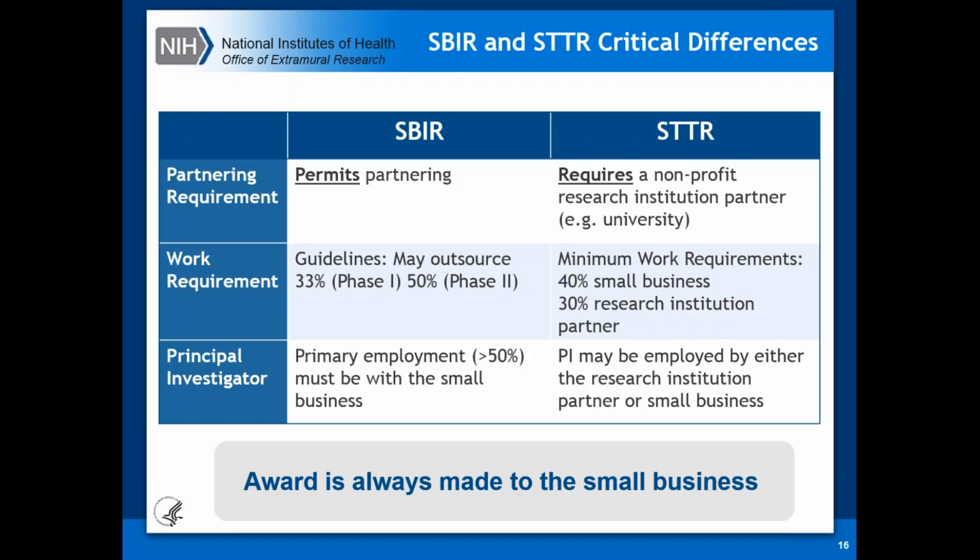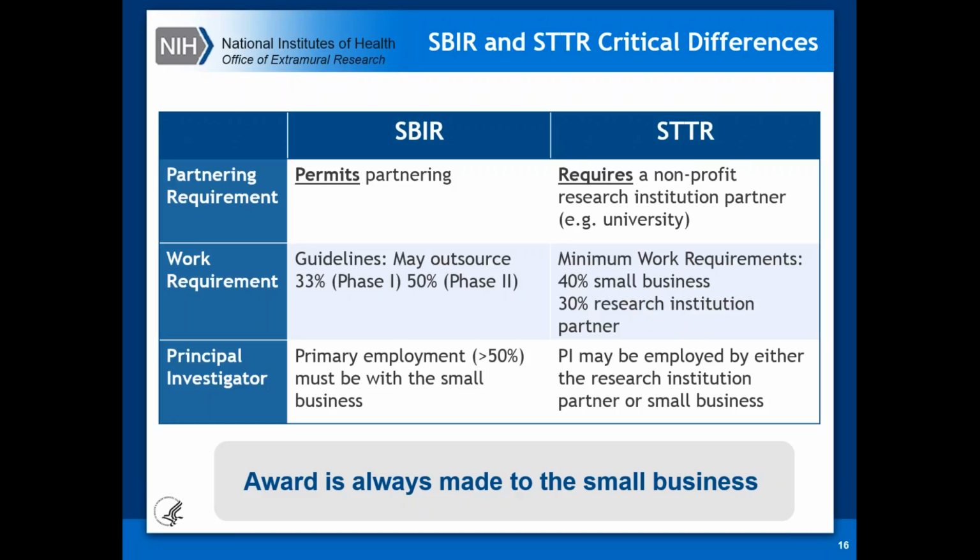In other words, for the SBIR, the small business concern itself must do about 67% of the Phase 1 work and at least 50% of the Phase 2 work. Under the STTR, the minimum work requirements are that the small business must do at least 40% and the research institution partner must do at least 30% of the work. And then the remaining 30% can be apportioned out to both of them or even to a third partner.